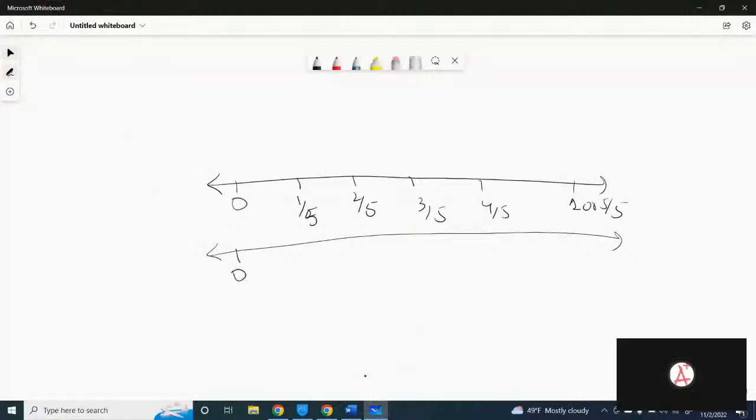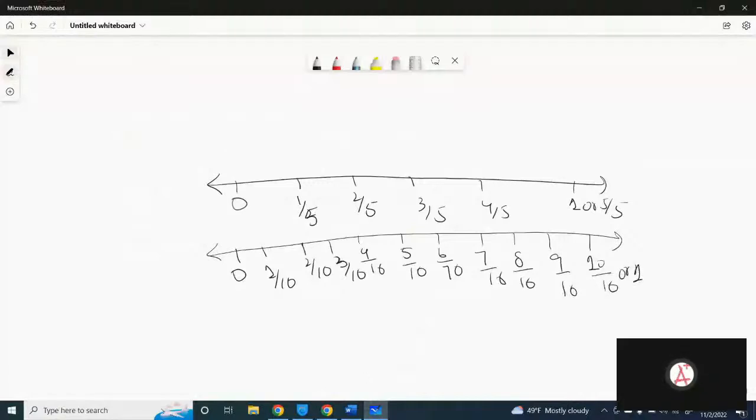0 and 1. So it would be 1 over 10, 2 over 10, 3 over 10, 4 over 10, 5 over 10, 6 over 10, 7 over 10, 8 over 10, and 9 over 10. And then you have 10 over 10, or you can say it 1. Got it? It would be same.